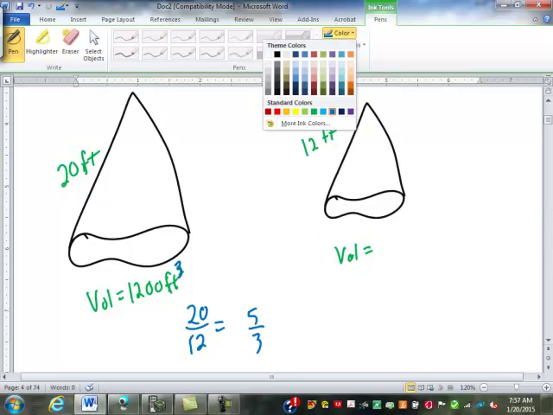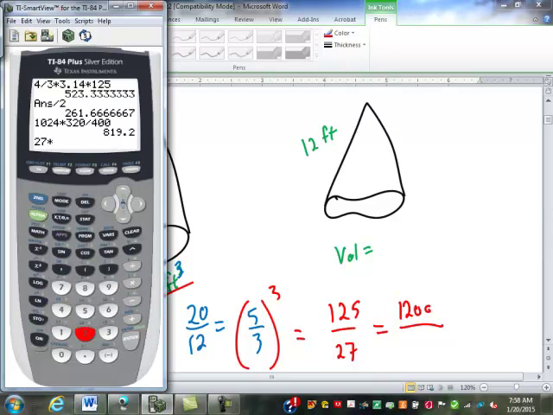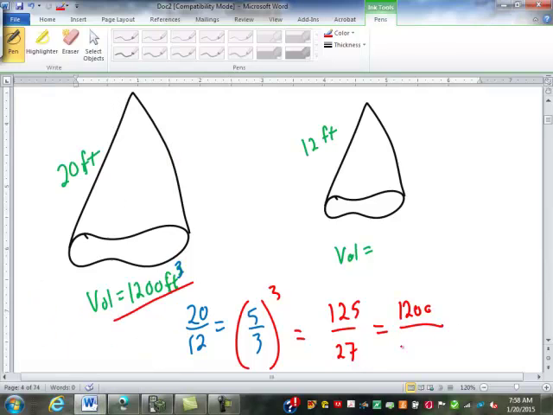Am I going to square that? Why would I square it? It's volume. It's feet cubed. So 5 cubed is 125. 3 cubed is 27. So my ratio of volumes is the cube of the ratio of lengths, because it's 3 dimensions now. Over here, the 1,200 goes on top. So it is 27 times 1,200 divided by 125. So 259.2 cubic feet. What do you think? Good stuff?